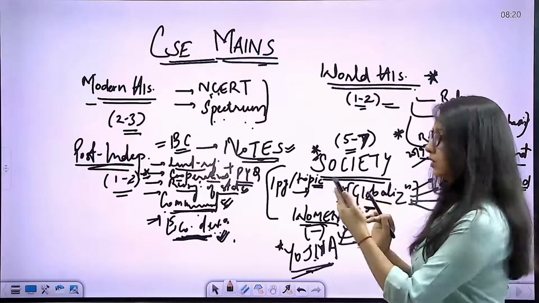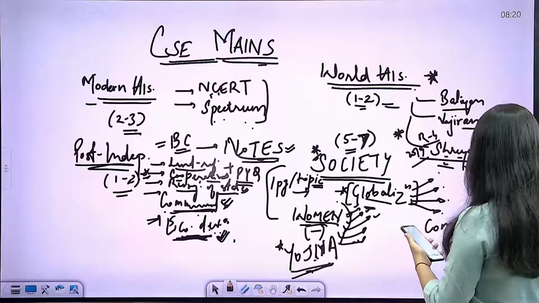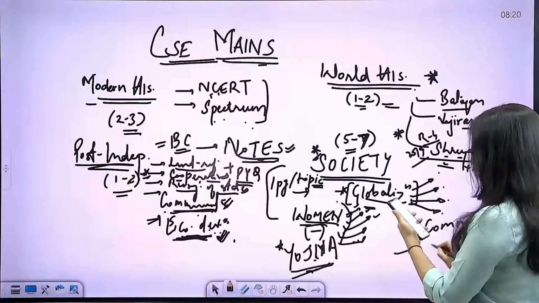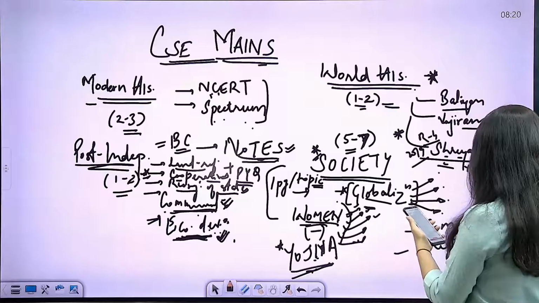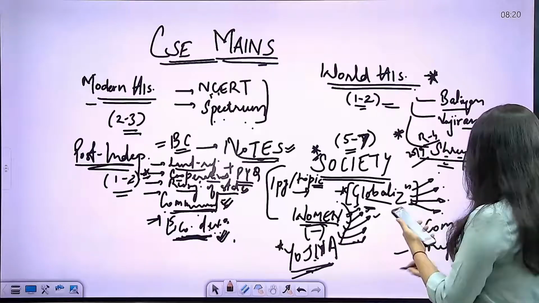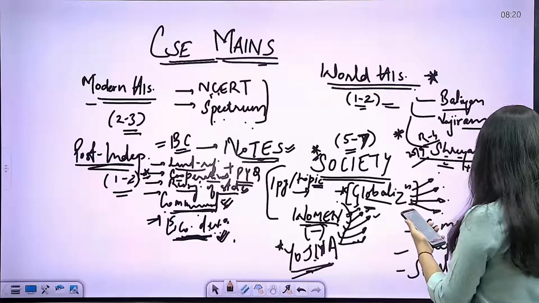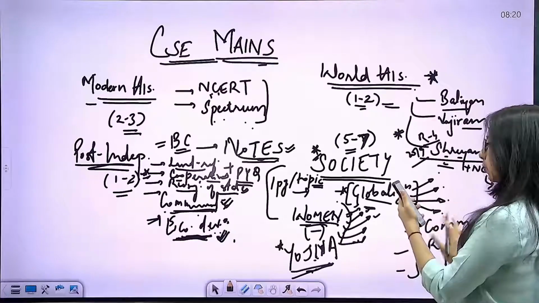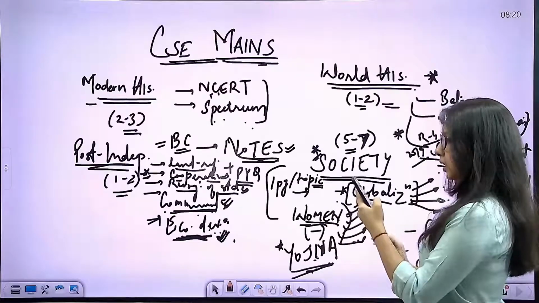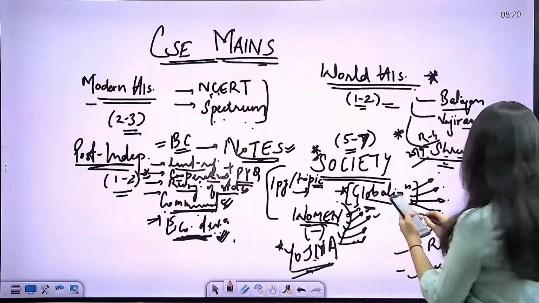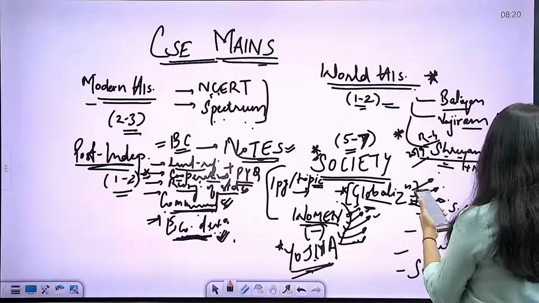Then we have communalism, regionalism, secularism. I am talking about topics which are given in syllabus. Only the topics. We are preparing on that only. We are not going to read entire societies, right? And then we have social empowerment. This is quite a general topic. Social empowerment, we really don't know.